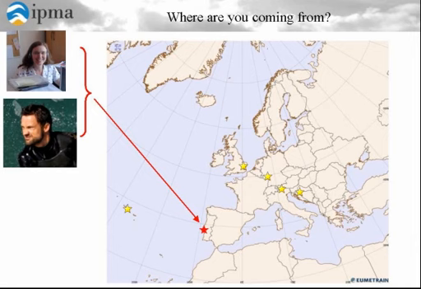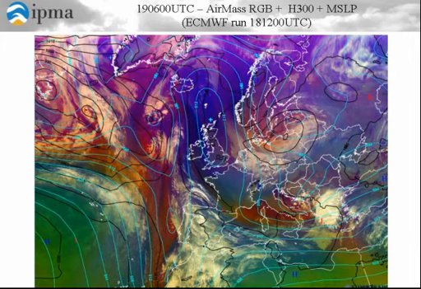I try to focus on many weather systems around Europe. Hope you find it interesting. Okay, fine. Let's move on. So let's start with an overview from 6 UTC today.